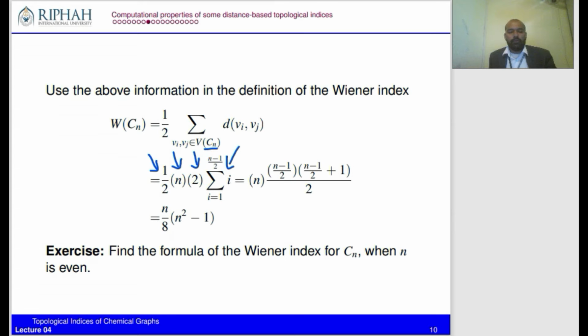Putting the values of the summation, we found n into n minus 1 divided by 2, into n minus 1 over 2 plus 1 divided by 2, and after some simplification we get that the Wiener index of a cycle graph Cn when n is odd is given by n over 8 into n square minus 1. So on similar lines we can find the formula of the Wiener index when n is even.